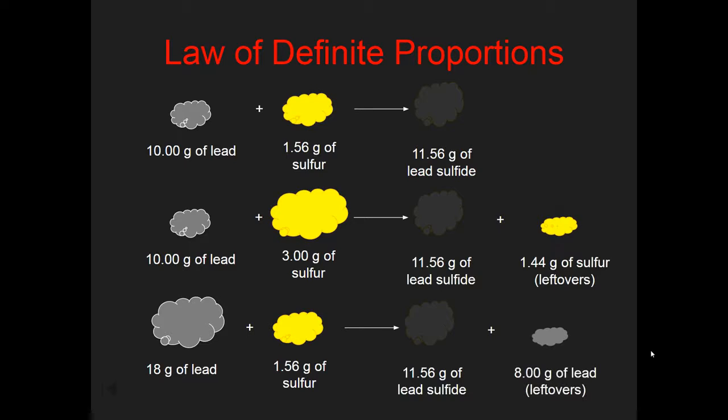So basically, what he was finding out here was that elements combine in certain ratios, and if you change those, they don't just make more. You end up with some leftover materials. So again, they only combine in certain ratios by mass, and that was the law of definite proportions. No matter how much he started with, he still ended up with a definite proportion at the end.